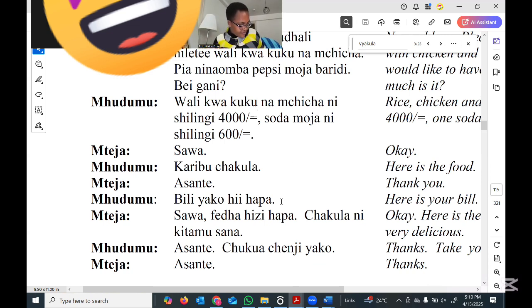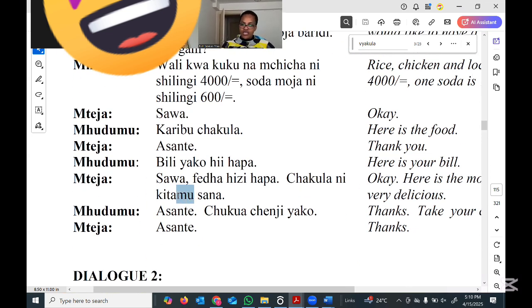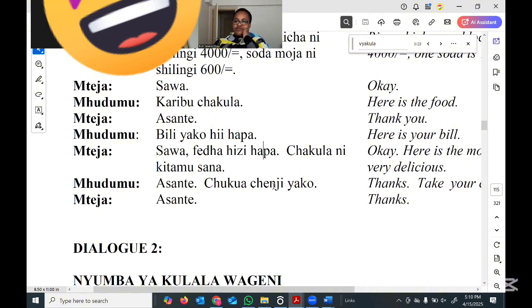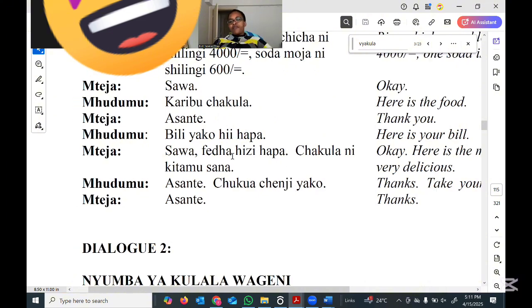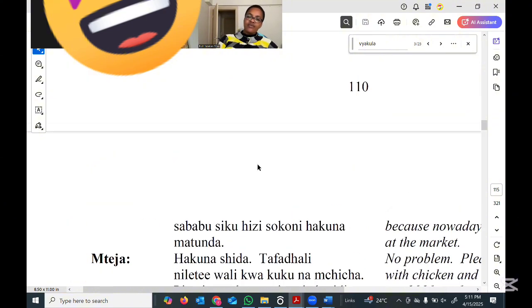Okay, here is the money. The food was really nice. Delicious. Yes, delicious. Tamu is sweet. But literally we cannot say the food is sweet. We rather say delicious. Thanks. Take your change. Thank you. Good. Perfecto. Yeah, what did I say? Yani, tamu is something which is sweet. But then literally we cannot say the food is sweet. We rather say delicious. So, yeah.